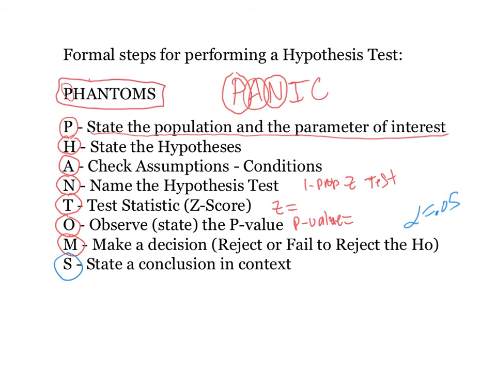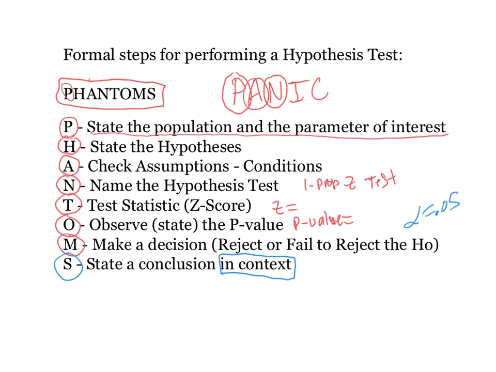And then the S is state the conclusion in context, and that's where we're going to say, we have evidence that the alternate is true, or we're going to say we don't have evidence that the alternate is true. And we'll do that in context as well. All right, so there are only 5 steps to make a confidence interval, but there's 8 steps for a hypothesis test.